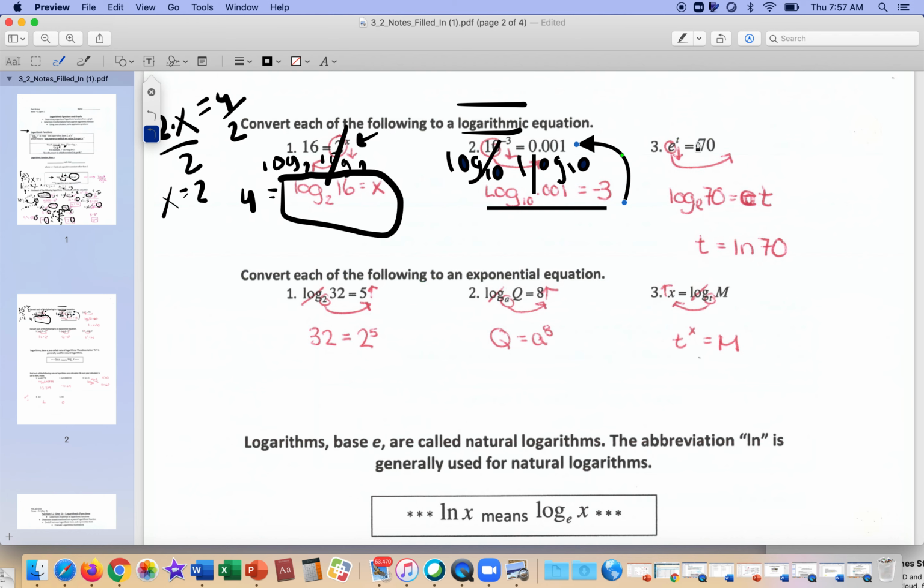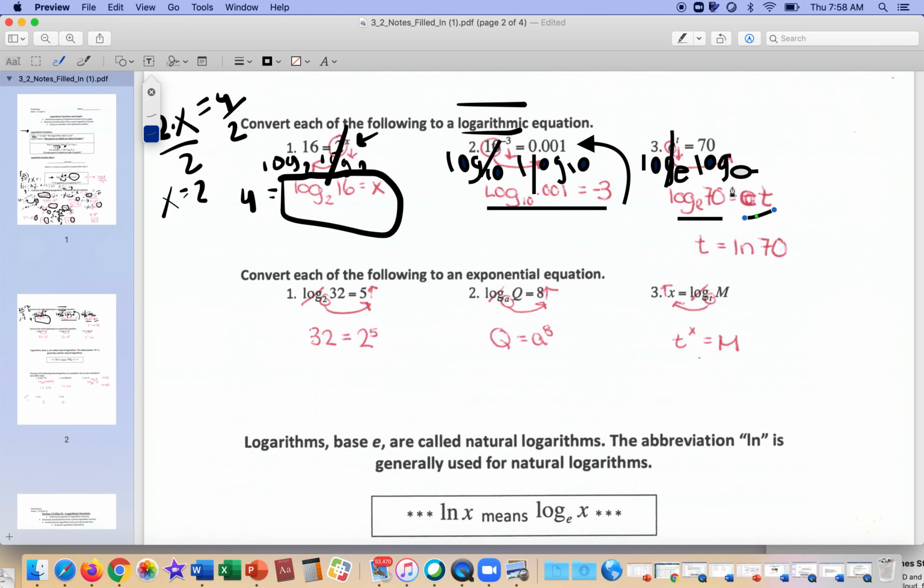Okay, so next problem. I don't see log. I want to see log. So you look on the side that the variable is on, and whatever the base is, you say log of that base. So log base e on both sides. Log base e of e cancels. So you would have t is equal to log base e of 70.